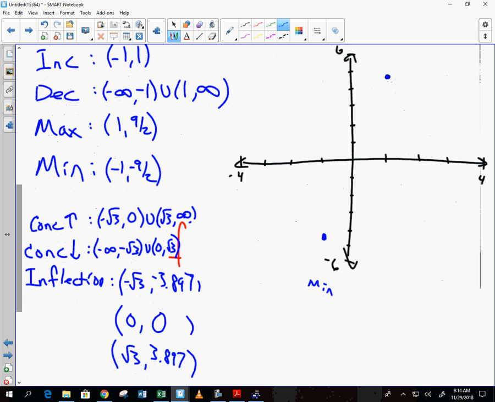The inflection point happens at, so this is negative 1.73. Square root of 3 is about negative 1.7. So I could go to negative 1.7, which is about right here, okay? This spot right here. And I'm going to go down to negative 3.89. So maybe somewhere right about there. I have another inflection at 0, 0. And I have another inflection at square root of 3 and 3.897.